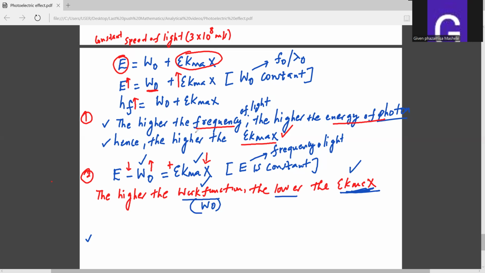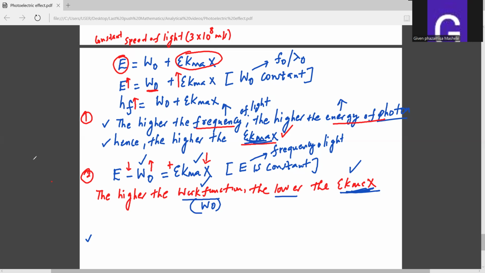So from now, if you want to increase kinetic maximum, you can increase the frequency of light, or you increase the energy of the photon, or you decrease the work function. That will have an impact on EK maximum. I believe, ladies and gentlemen, you are following. So now, let's do this.